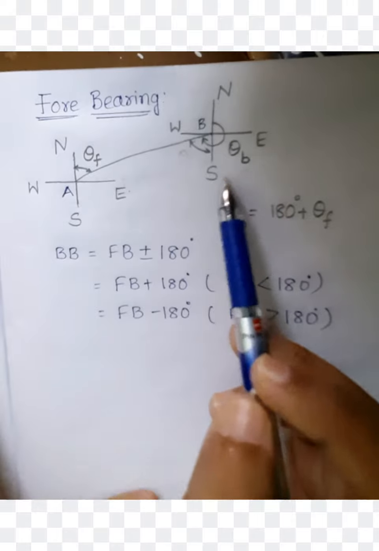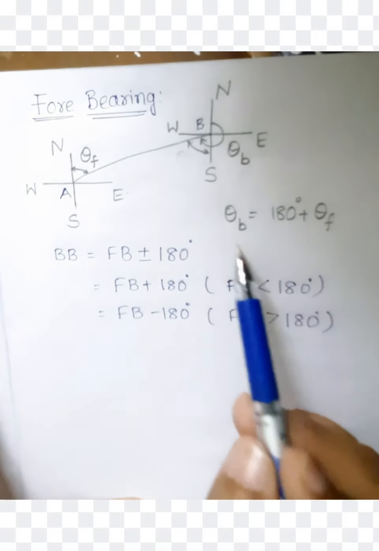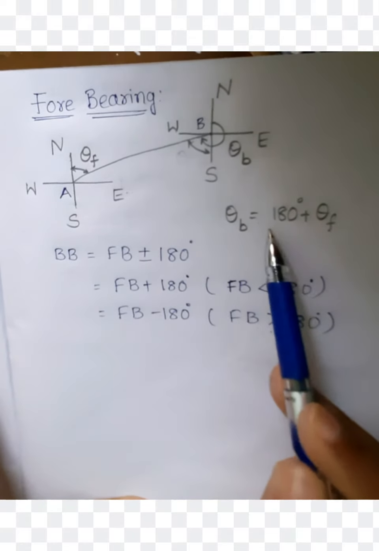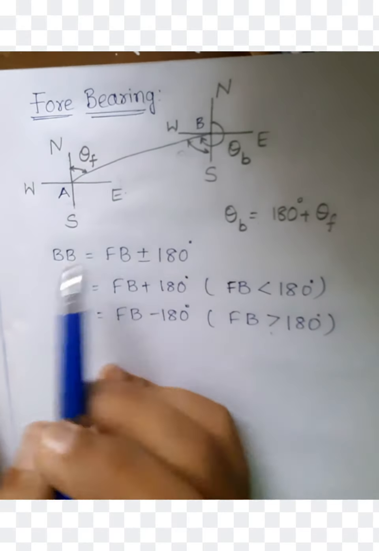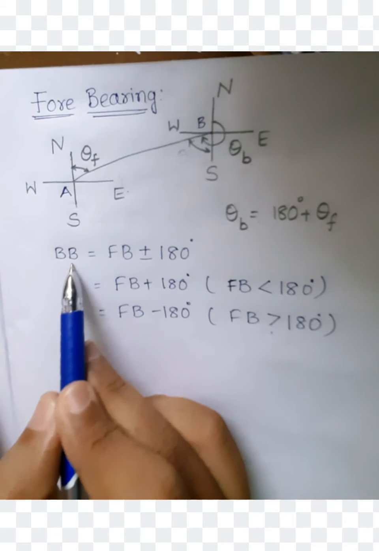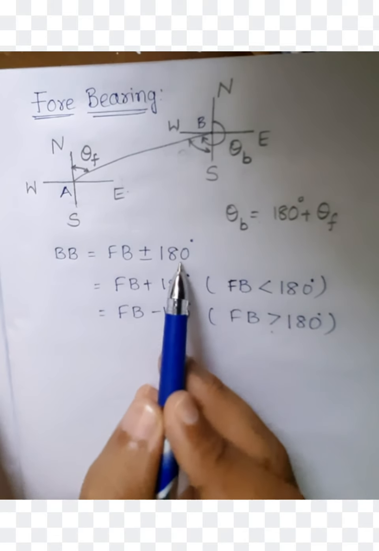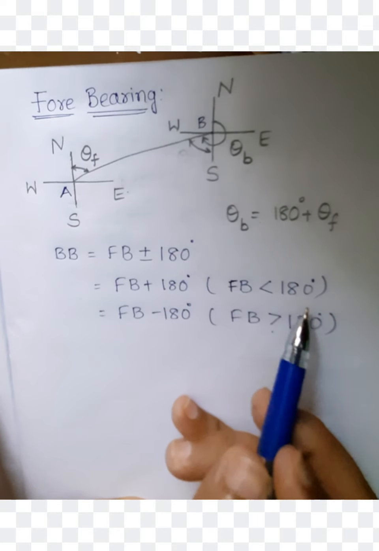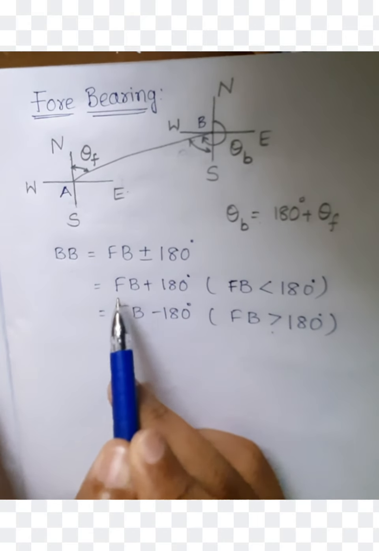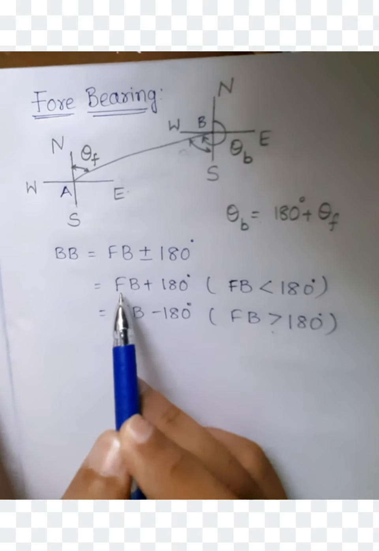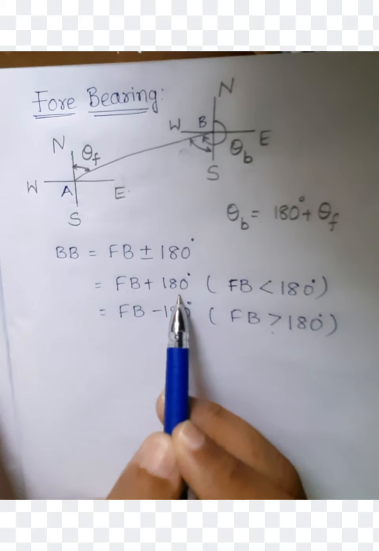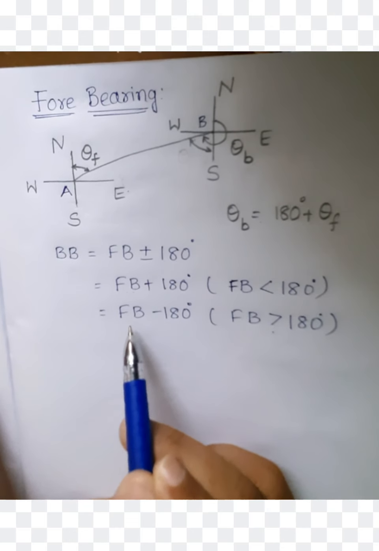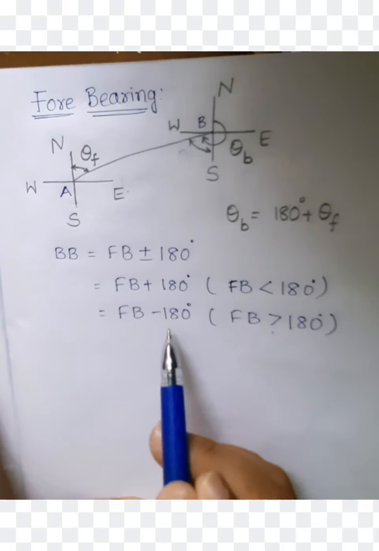So how will we get this theta B? It is equal to 180 plus theta F, so 180 plus the fore bearing of AB. The general notation is back bearing equals fore bearing plus or minus 180 degrees. If the fore bearing is less than 180, suppose it is 60 degrees, then your back bearing will be 60 plus 180 degrees. If your fore bearing is greater than 180 degrees, suppose 220 degrees, then back bearing will be 220 minus 180 degrees.